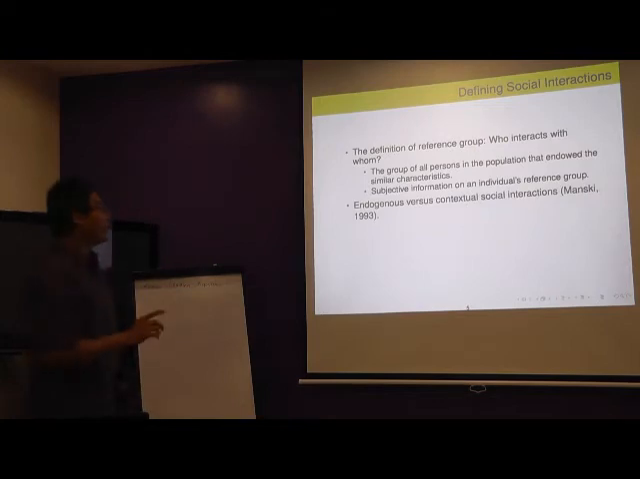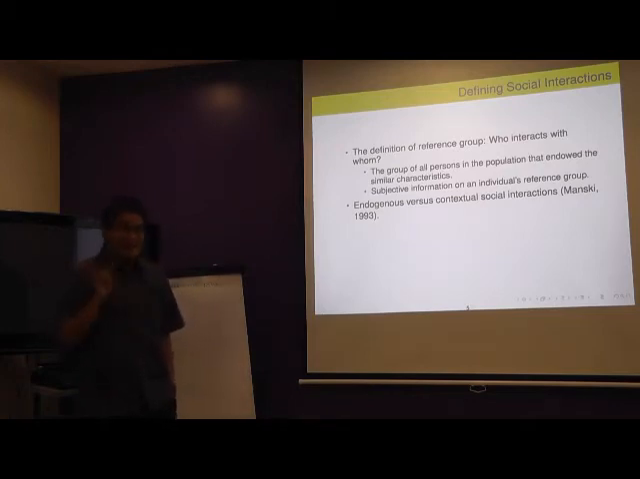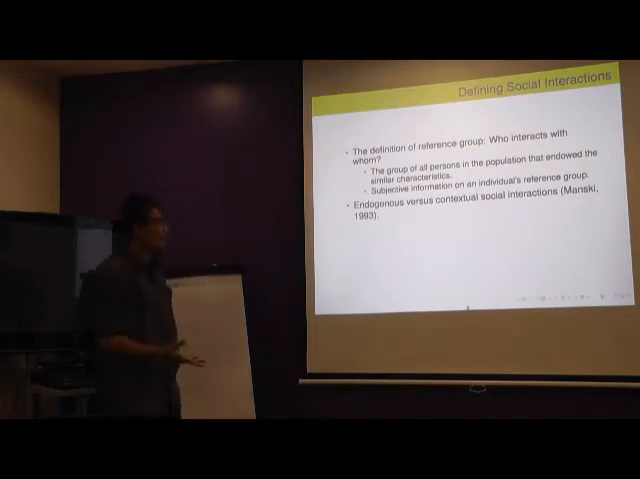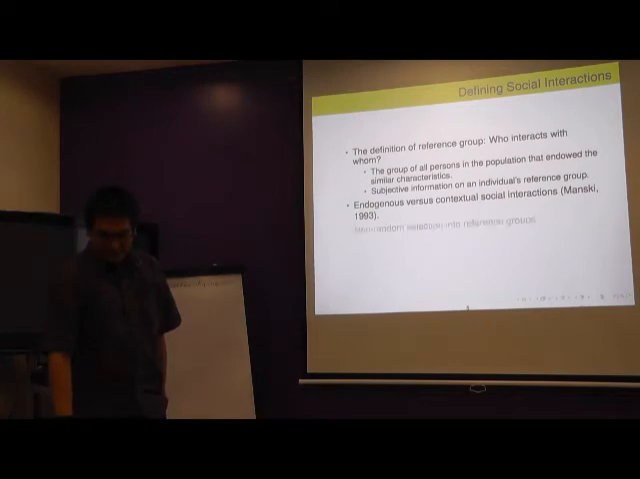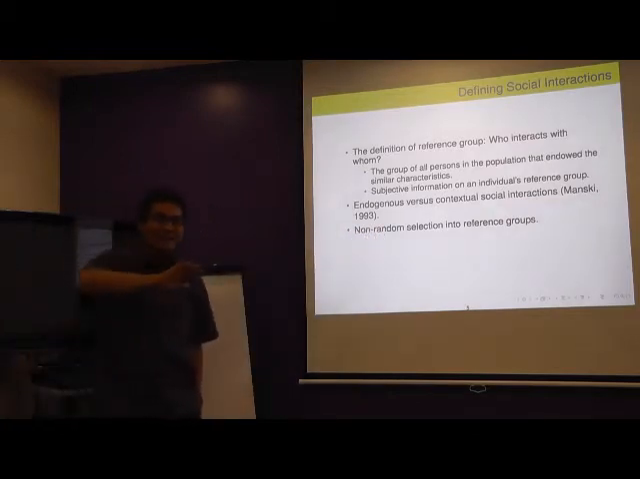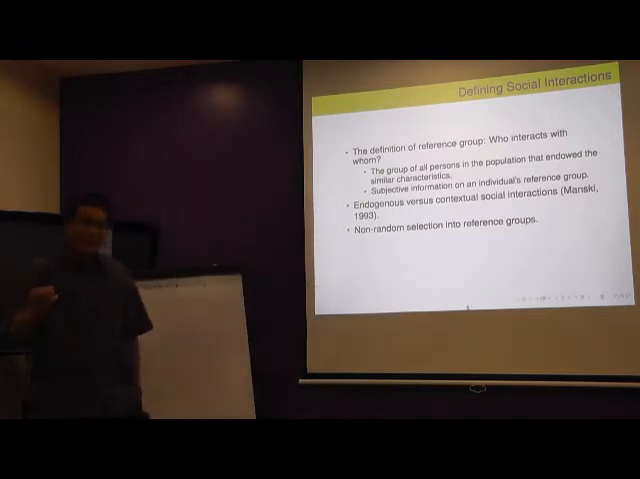Then I need to make sure that I can differentiate between endogenous versus contextual social interaction. In this case, my social interaction is a contextual social interaction, because they stay in one area. It's not endogenous social interaction. Sorry, this one is supposed to be random selection into the reference group. So I try to minimize the problem of non-randomness. These two are basically to make sure of the robustness of my result.